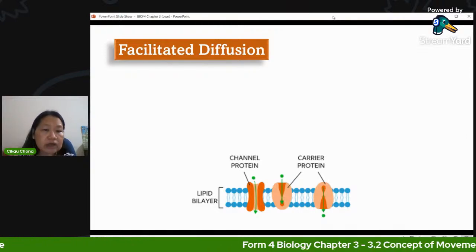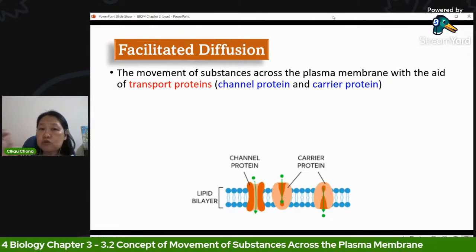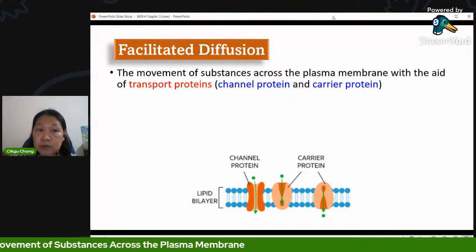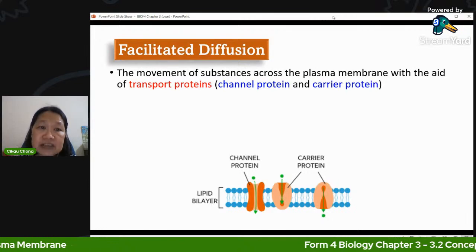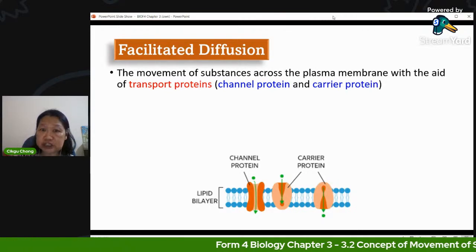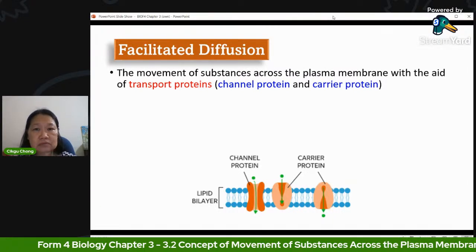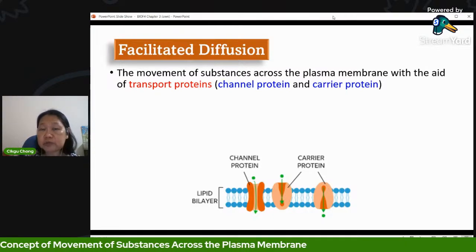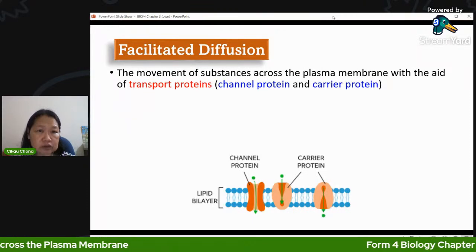That is what your transport proteins are for, that means channel protein and carrier protein. So if the substances move across the plasma membrane with the help of these transport proteins, either channel protein or carrier protein, this is known as facilitated diffusion. But without energy. If it's with energy, it's considered active transport. So it moves across the plasma membrane with a carrier protein or channel protein, but without energy. It's considered facilitated diffusion.